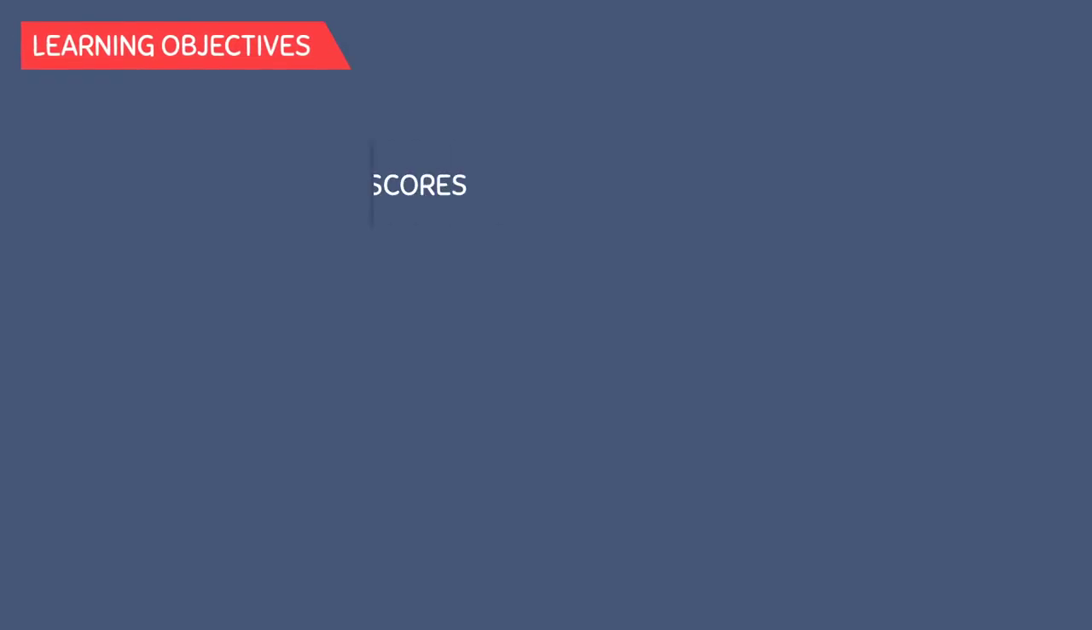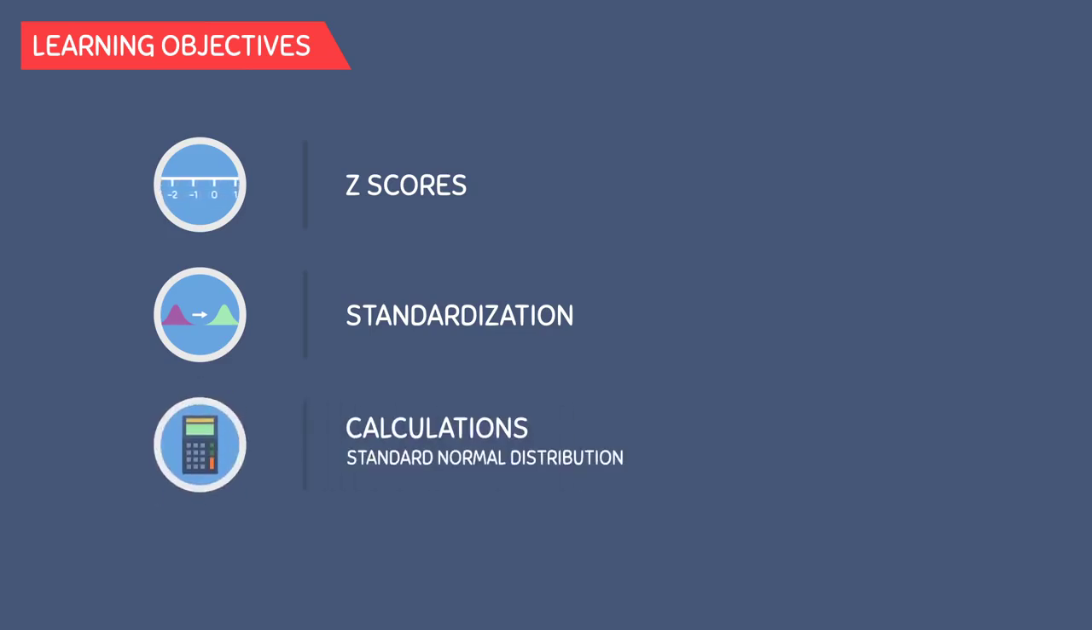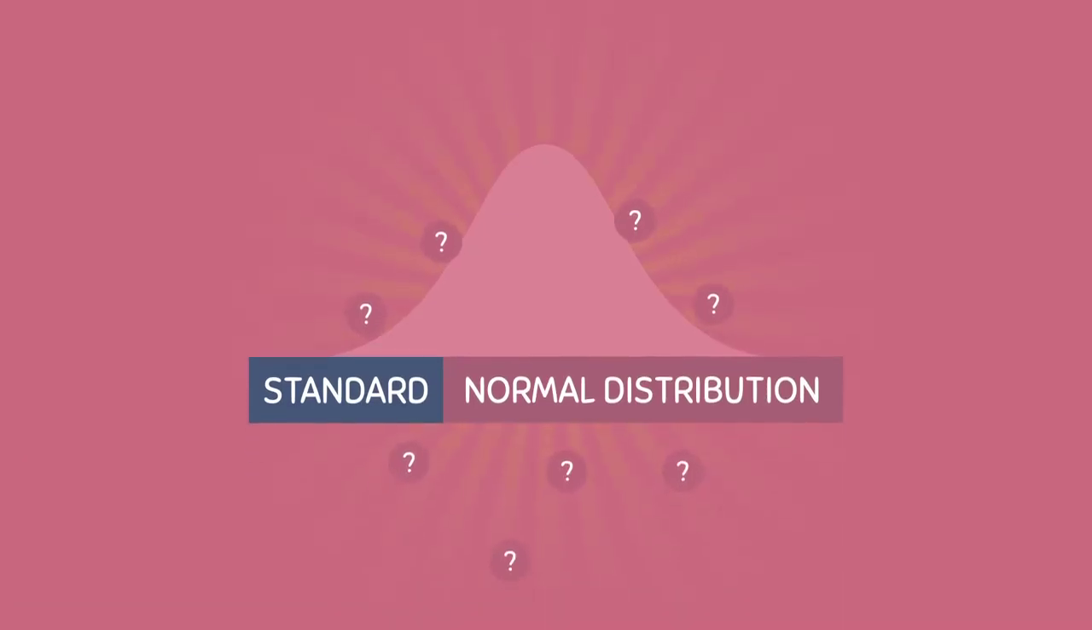In this video, we'll be learning about z-scores and standardization. By learning about both of these topics, you will learn how to calculate exact proportions using the standard normal distribution. What is the standard normal distribution?